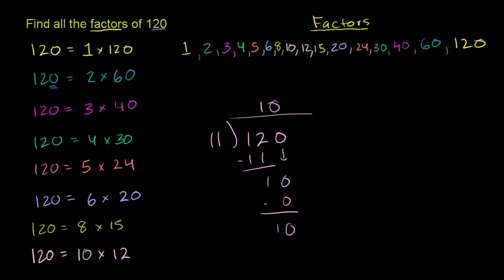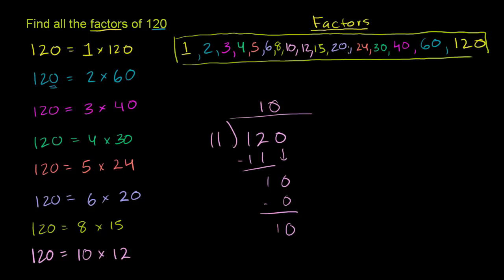So we have all of our factors here: 1, 2, 3, 4, 5, 6, 8, 10, 12, 15, 20, 24, 30, 40, 60, and 120. And we're done.